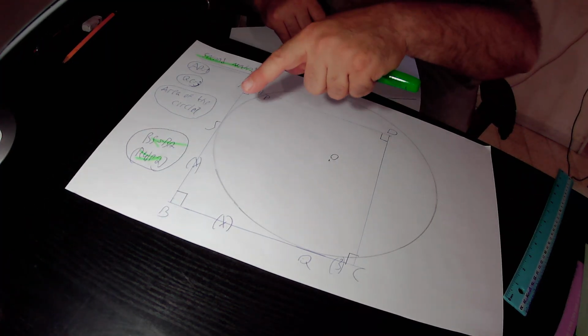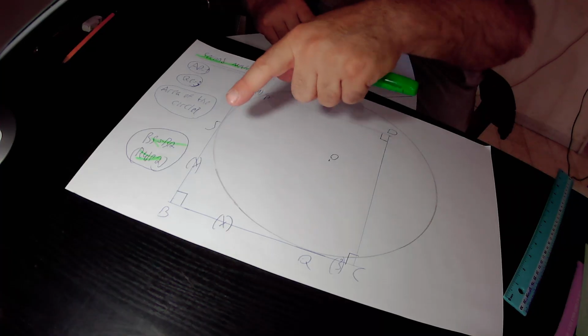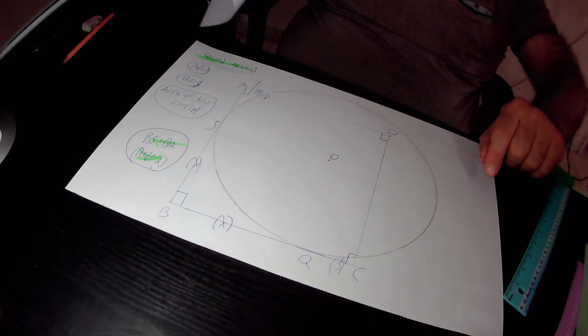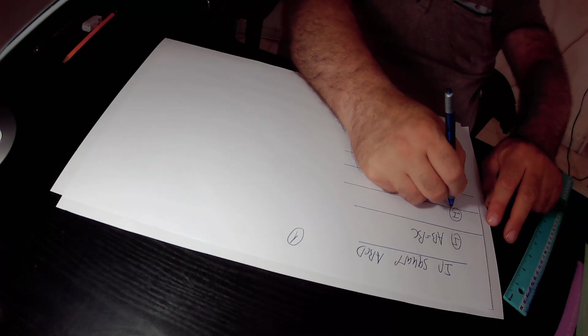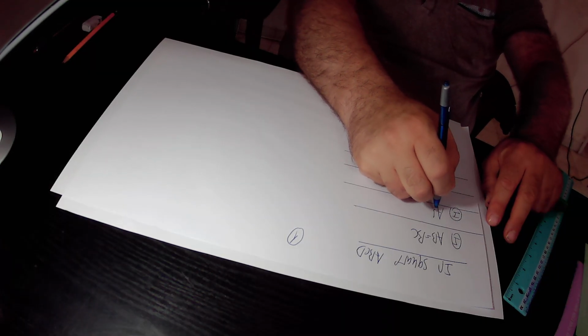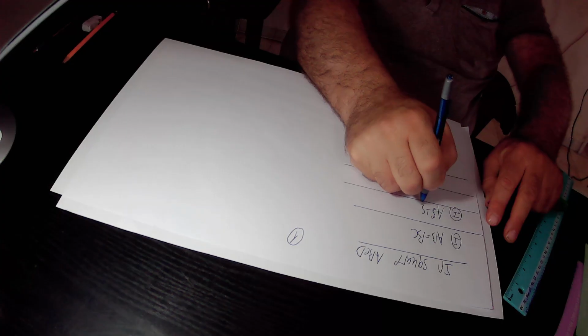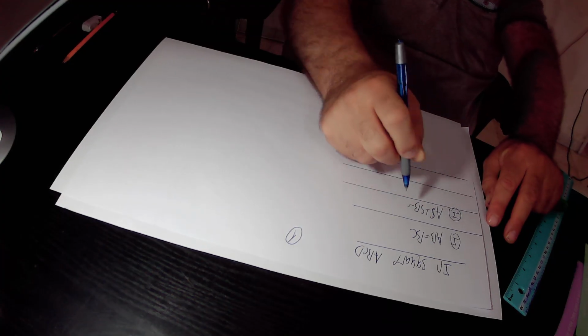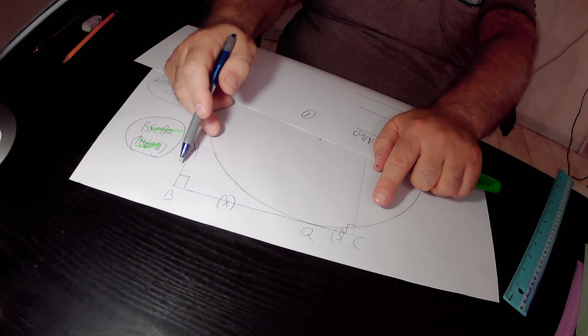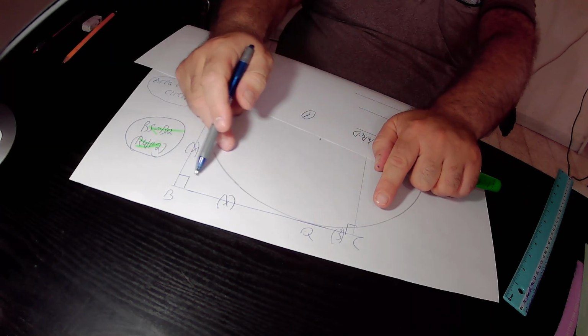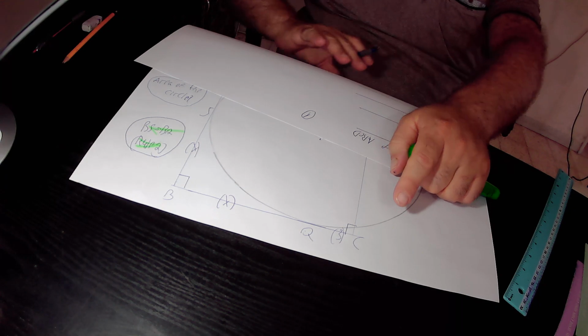AB equals AS plus SB. Here AB equals BC. BC in total equals BQ plus QC.